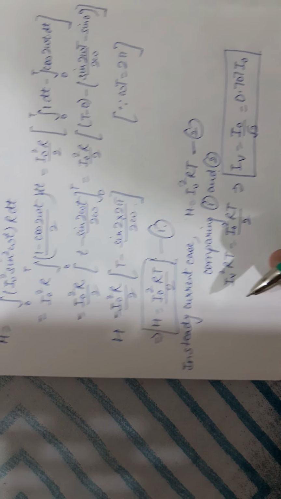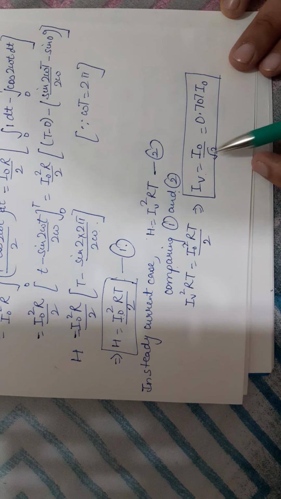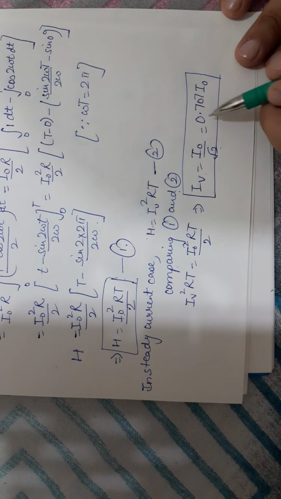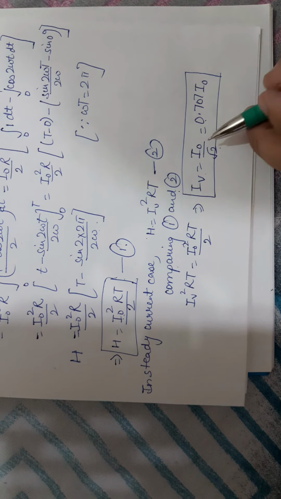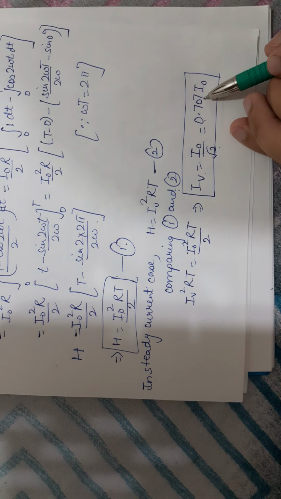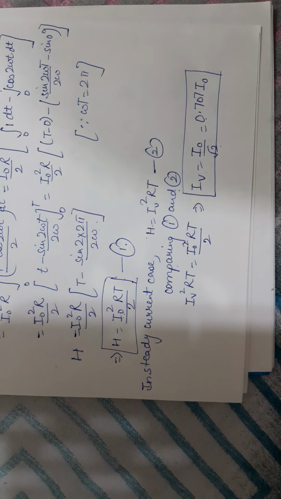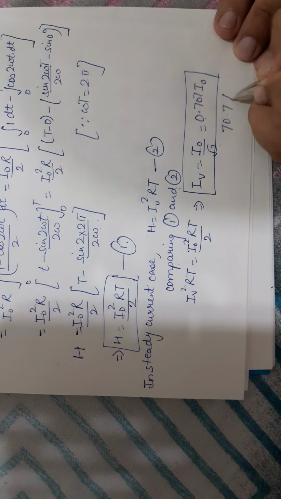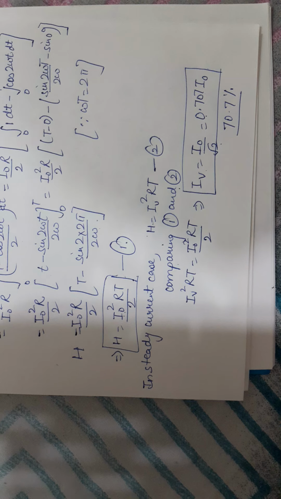so we are comparing these two relations and we obtain that I_V equals I naught upon root 2, or we can say that the RMS or the effective value of AC is 0.707 times the peak value of AC, or we can say it is 70.7% of the peak value of AC.